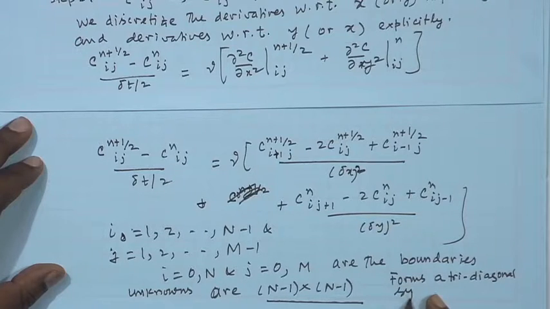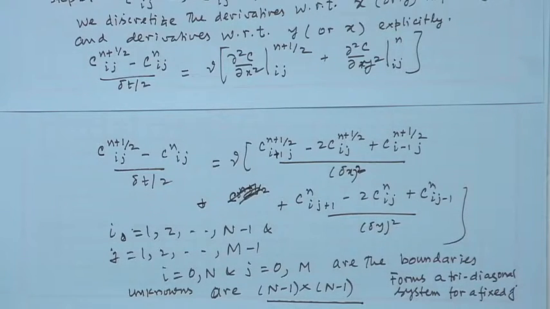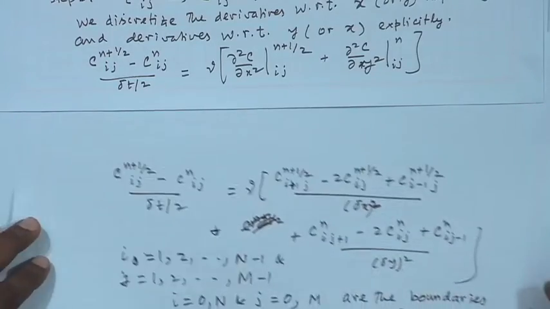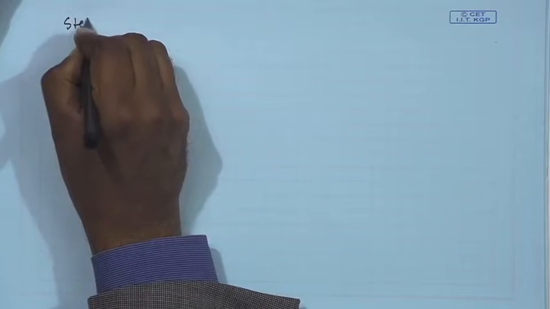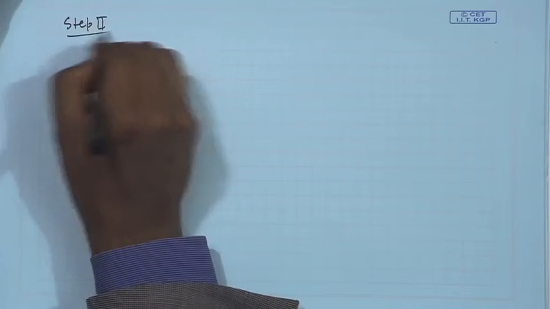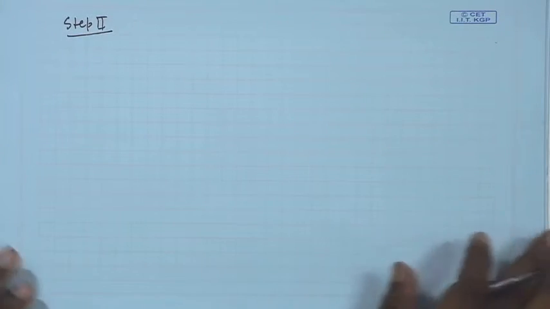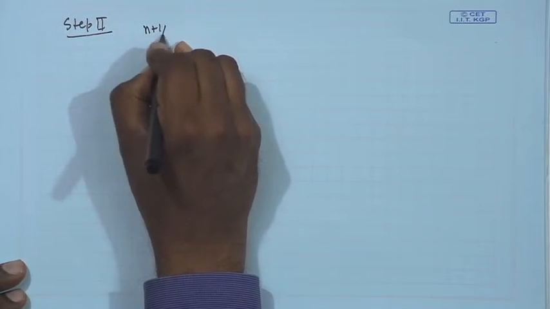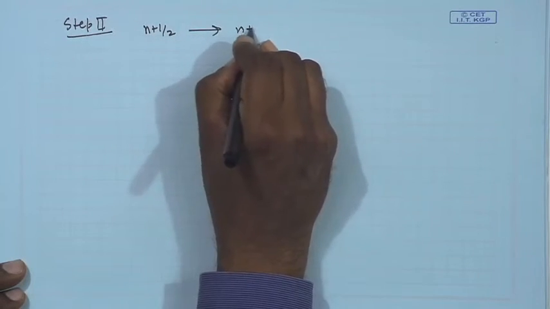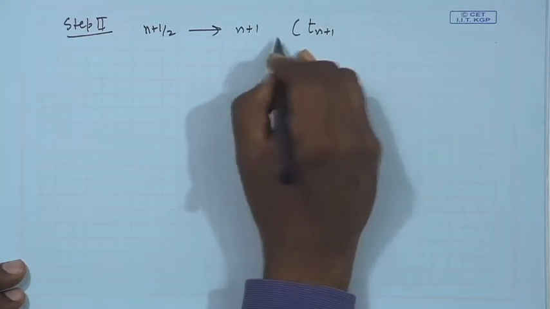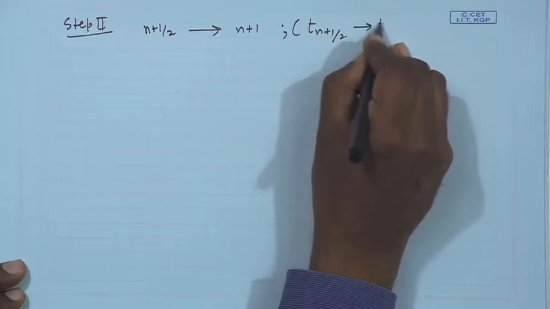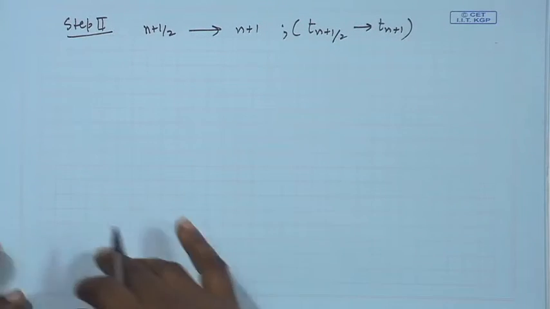How? For a fixed j. So, that means if I keep j fixed and vary i, this forms a tridiagonal system. Okay. So, I will just say the next step, step 2. In step 2, in that process we got C^{n+1/2}_{ij}. So, here we go from n plus half to n plus 1. So, again we reverse the direction.